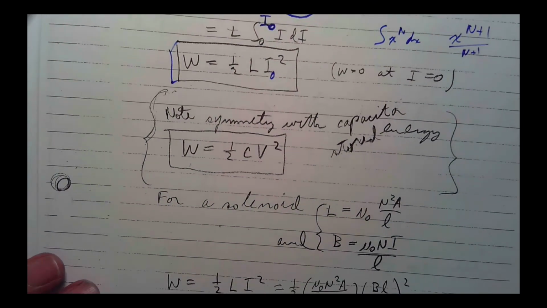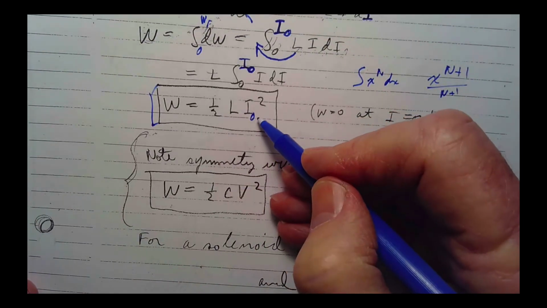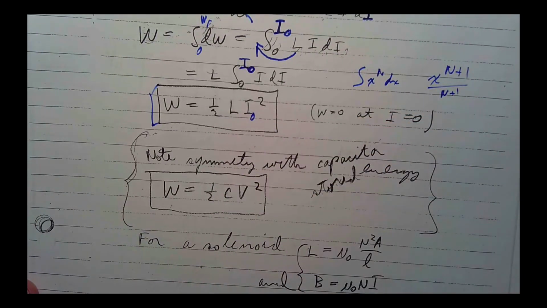Okay, and here's that symmetry that I told you about on the previous page. 1/2 L I squared, 1/2 C V0 squared.